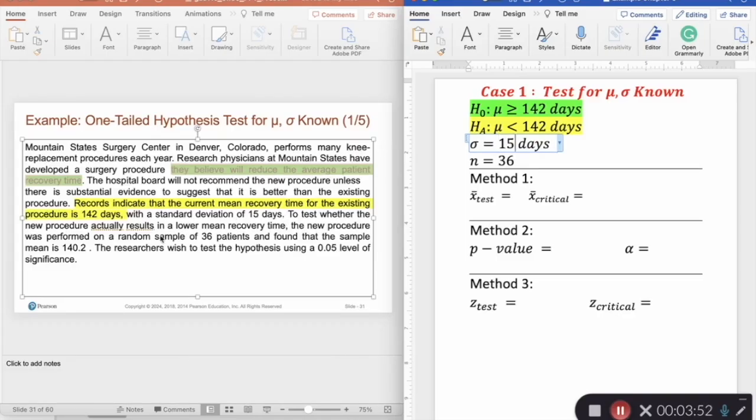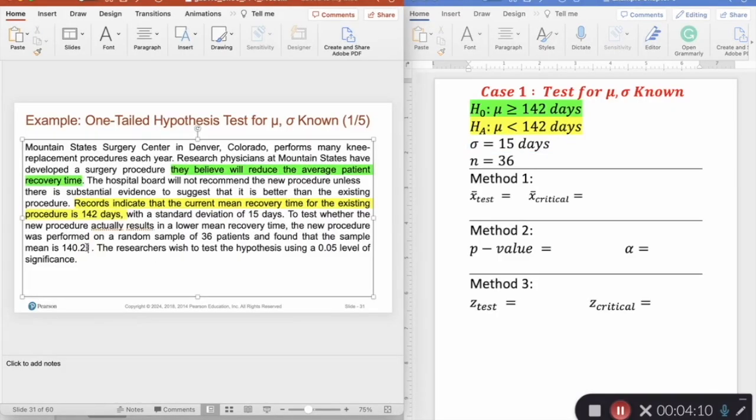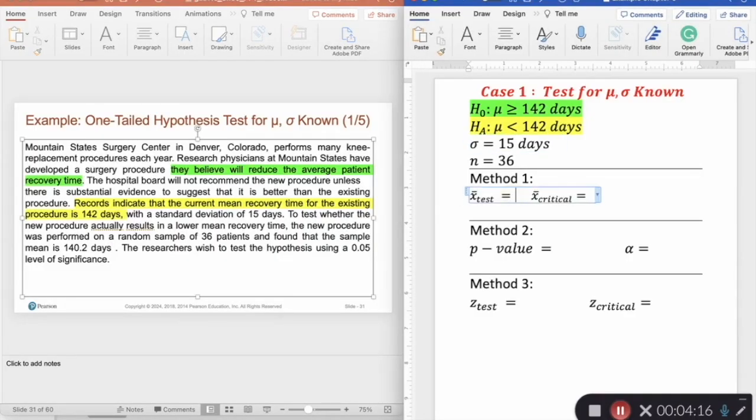So they are going to test this claim. To test this, they performed the new procedure on a sample of 36 patients. And they found that the sample mean is 140.2 days, which is actually less than 142. So the x-bar is 140.2 days. The researchers wish to test the hypothesis using a 5% level of significance. So this is my alpha.